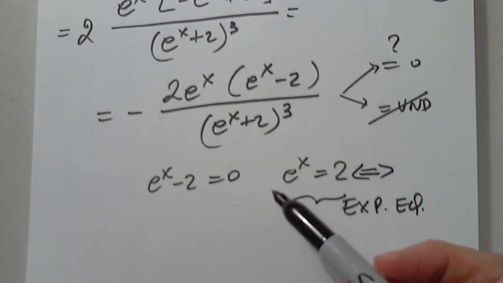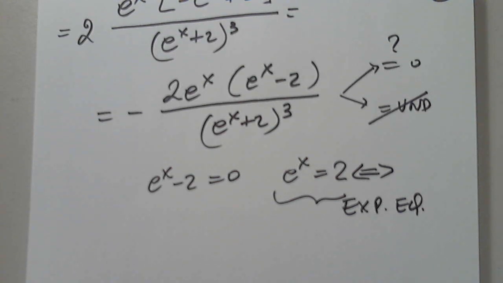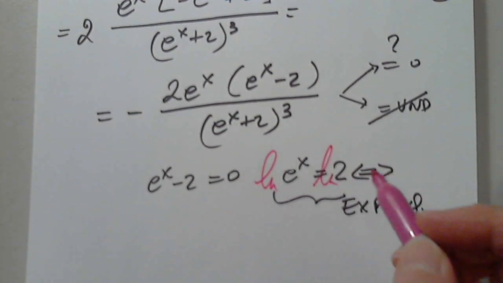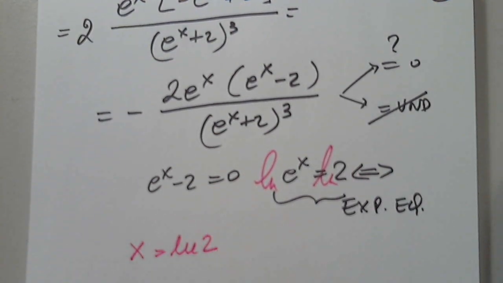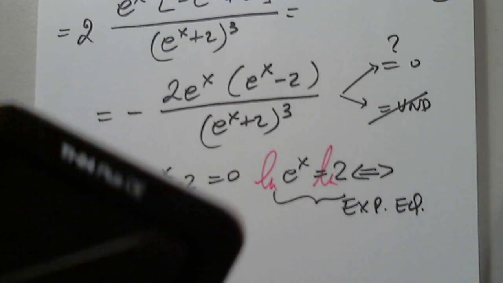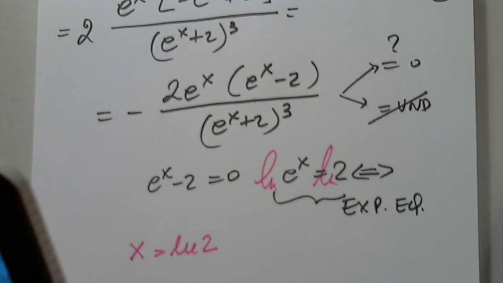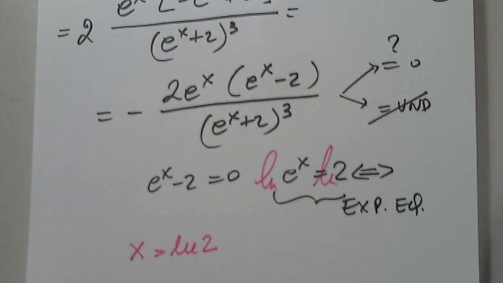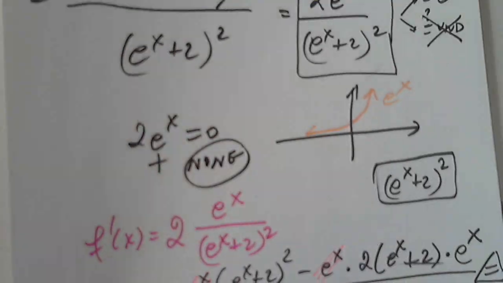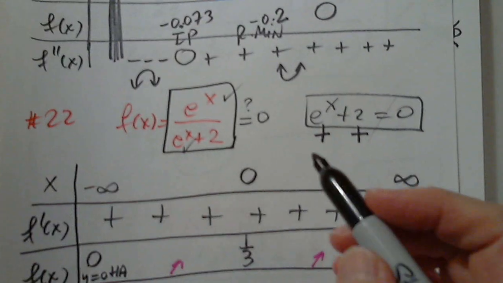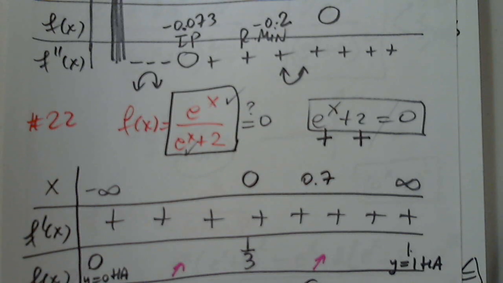You can bring it back down by applying natural log to both sides. Excellent. So we have x equals natural log 2, which is a positive number because it's above 1. So natural log 2, 0.7 approximately. Five pages ago, right here, 0.7 and 0 for the second derivative.